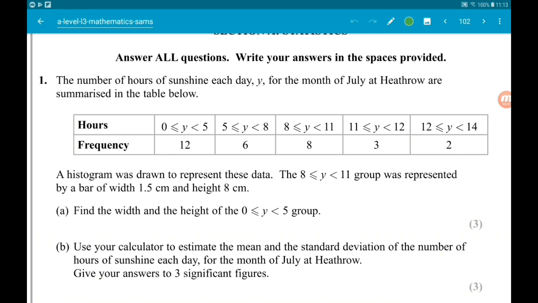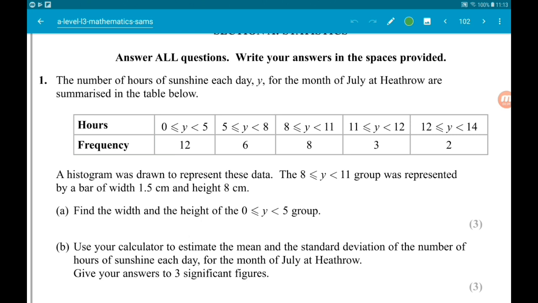Okay, number one. The number of hours of sunshine each day for the month of July at Heathrow are summarised in the table below. A histogram was drawn to represent these data. The 8 to 11 group was represented by a bar of width 1.5 centimeters and a height of 8 centimeters. Part A wants us to find the width and height of the 0 to 5 group.